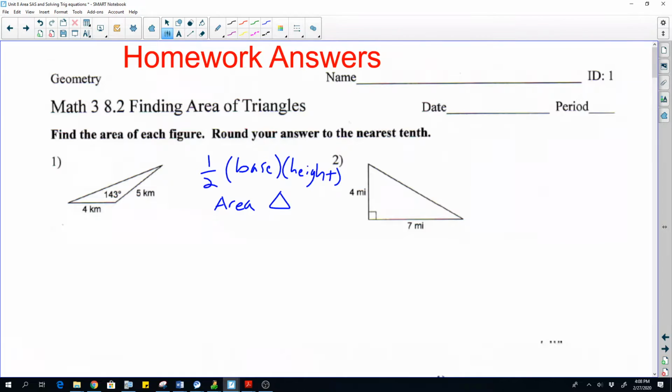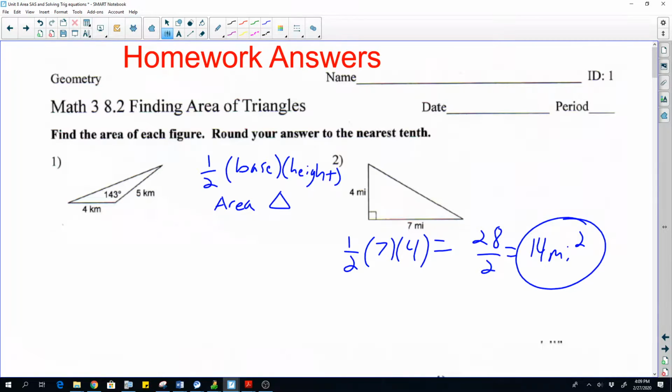Okay, so area of a triangle is 1/2 base times the height. That's for a right triangle, so we could definitely do that one with number 2. So 1/2, base 7 times the height 4. 7 times 4 is 28, and then half of that is 14. Don't forget miles and don't forget squared.